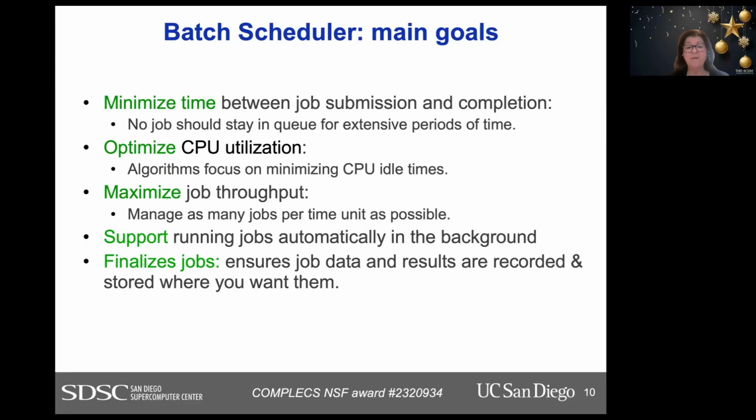Maximize job throughput, managing as many jobs per unit time as we can, and support running these jobs automatically in the background. So often you can submit your job and go get your cup of coffee, and hopefully come back and it's done, or a week later it's done, depending on your job. And then it does a really important task of finalizing your job. All the I/O, like your print statements, saving data to a file, locating where that file is. You can finish your job and move files and stage them. That all gets done at the end, and it can take a while for that job to get finalized.